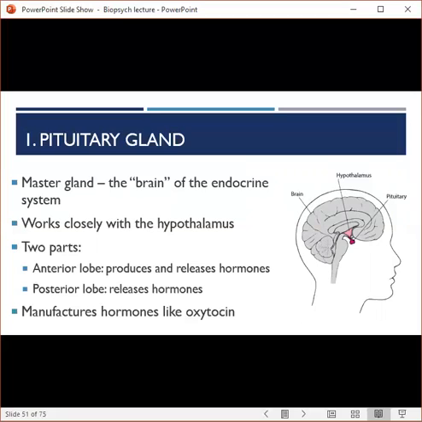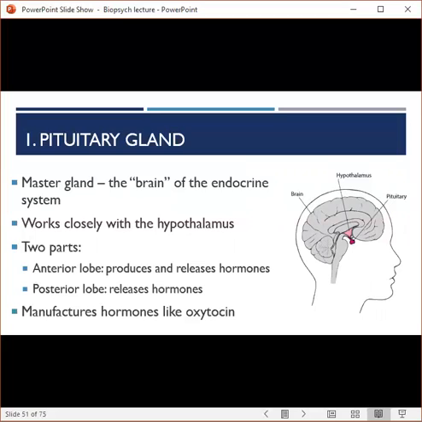Now, the pituitary gland has 2 parts, the anterior lobe and the posterior lobe, that have very separate functions. The anterior lobe produces and releases hormones. The posterior lobe doesn't produce hormones per se. That's done by nerve cells in the hypothalamus, but it does help to release them into circulation. The hormones of the pituitary gland send signals to other endocrine glands to stimulate or inhibit their own hormone production.